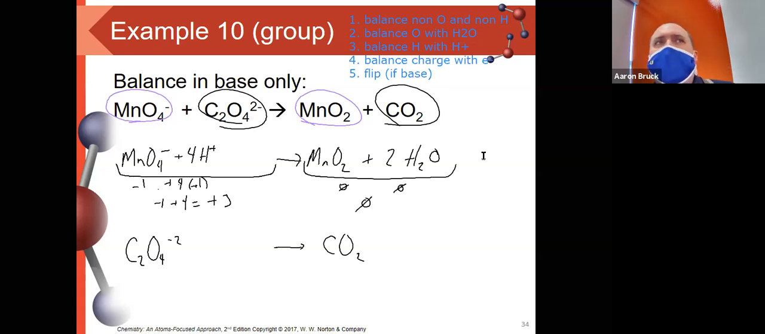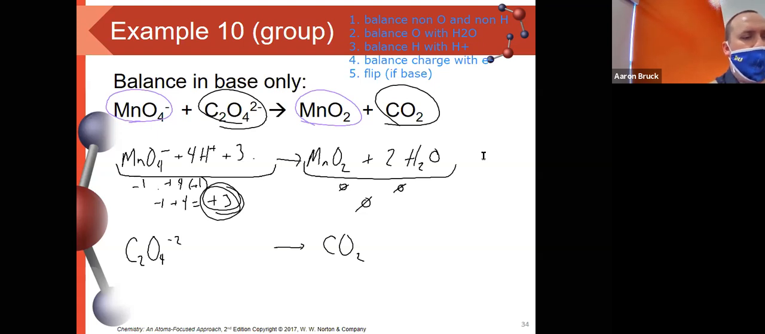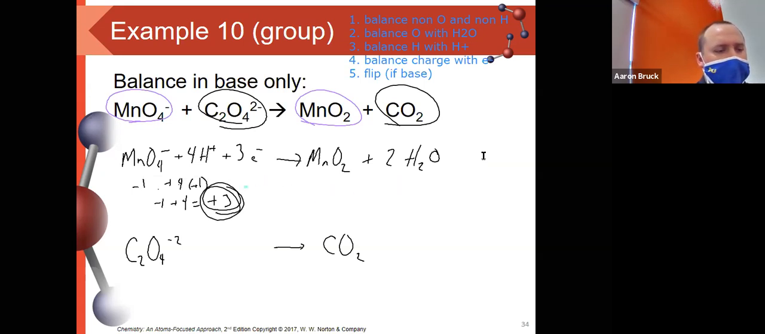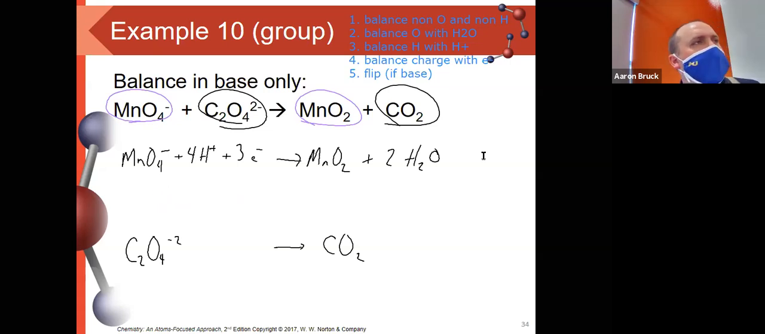Now we're balancing charge with electrons. Electrons are negatively charged. So we need to add them to the side that is more positive to make it more negative, to even it out. So the more positive side is this side. How many electrons do I need to turn that +3 into a 0? 3. So there's my balanced half reaction for the manganese half reaction.